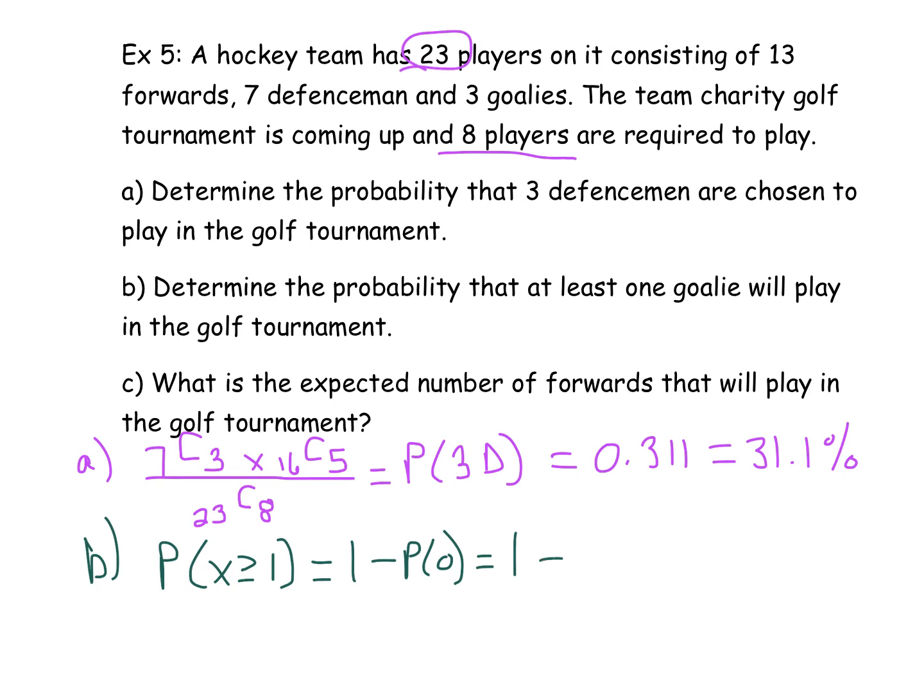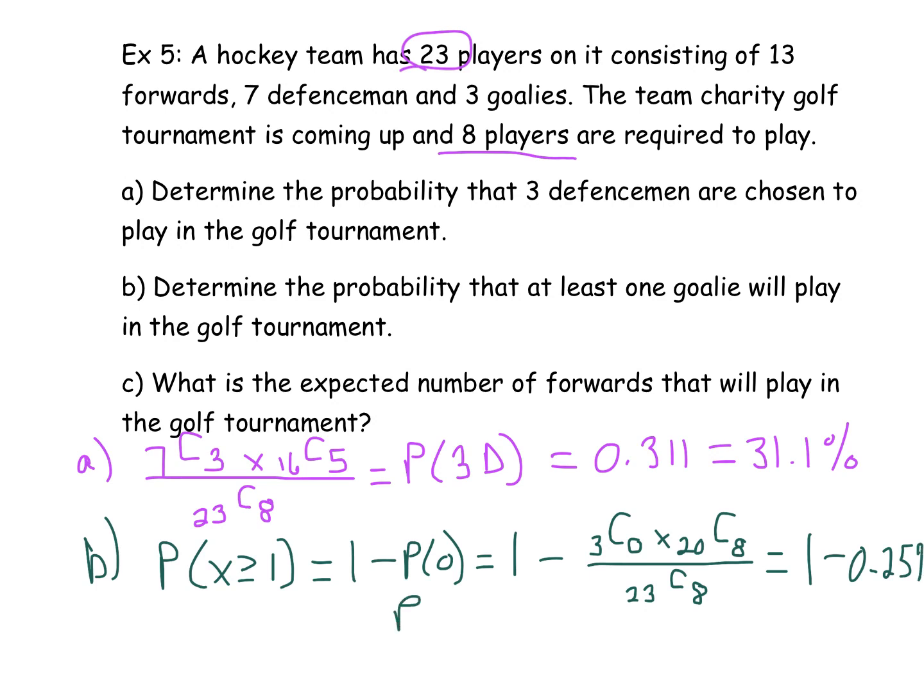And that means that we just have to put in 1 minus. And so out of the goalies, we had 3 to choose from, and we're going to choose 0. That means from the remaining 20 players, we have to choose all 8 of our tournament golf team members. And again, the total ways of just randomly choosing 8 people from 28 is 28 choose 8. That gives me an answer of 1 subtract 0.257.